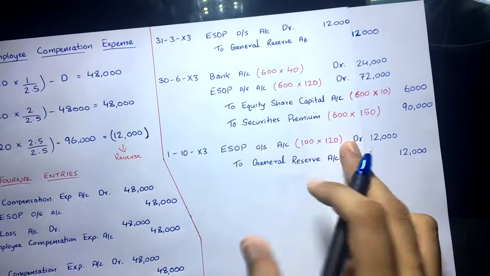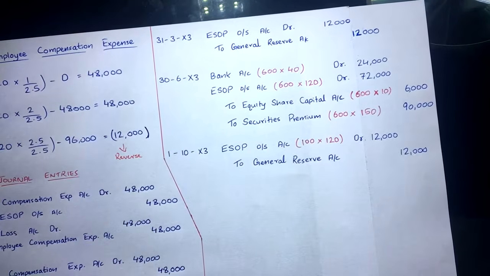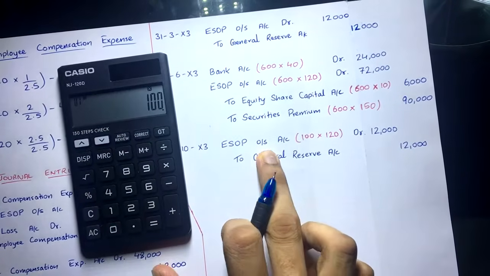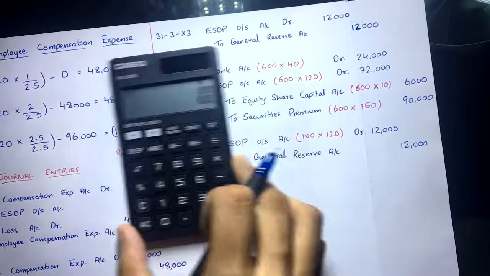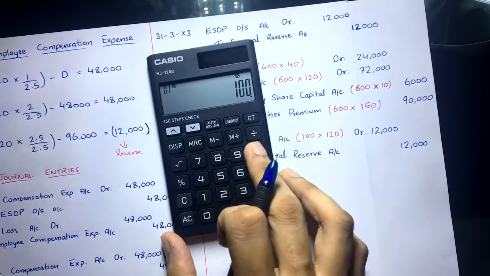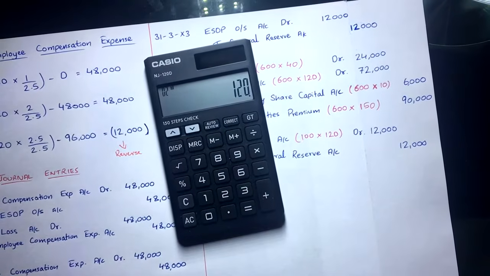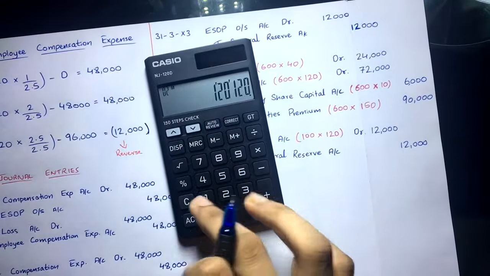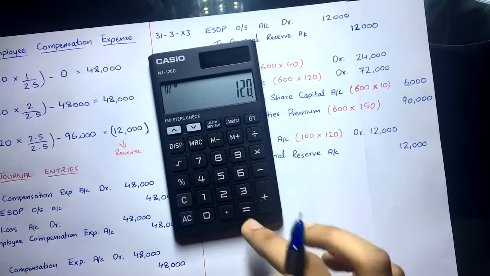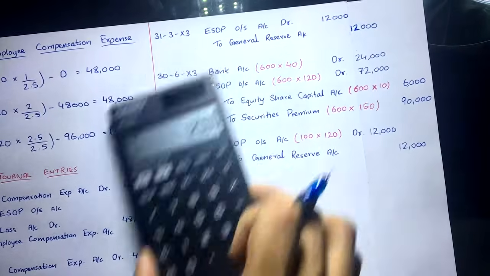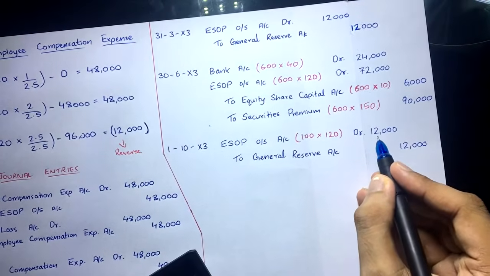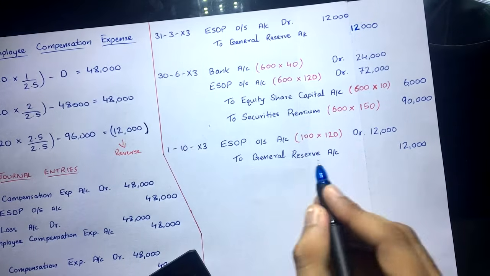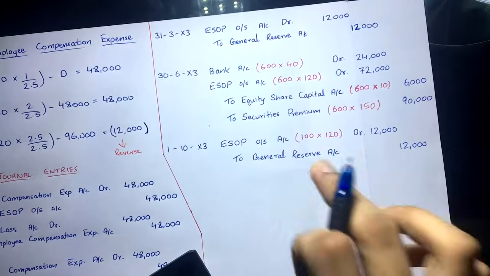ESOP outstanding account, same thing, debit the liability to cancel it off. ESOP outstanding account, debit, and the calculation is very simple. 100 options have been lapsed, and ESOP outstanding account always plays on the value of option price. So into 120 is our value of option, isn't it? Yes, value of option is 120. So 100 into 120, that is equal to 12,000. So 12,000 liability will be extinguished, it will be cancelled off, and then the balance will be transferred to general reserve. General reserve account is credited because it has credit balance. To increase the general reserve, you are going to credit that.